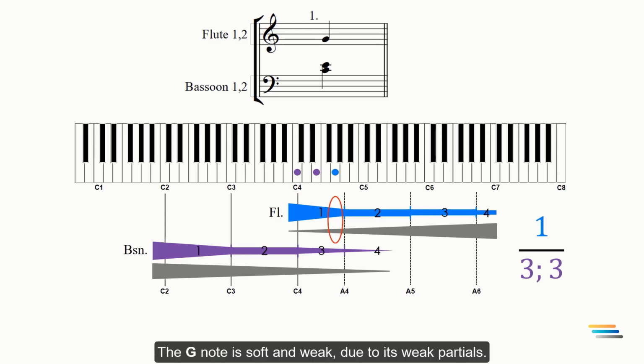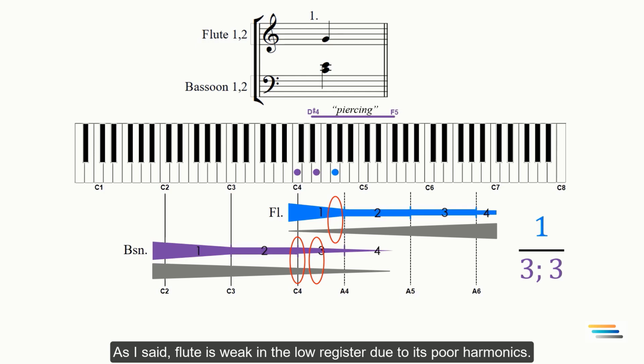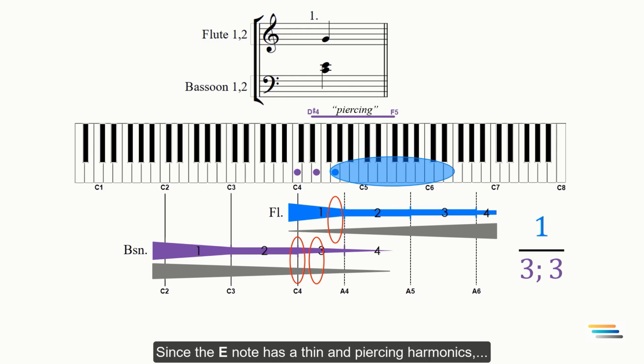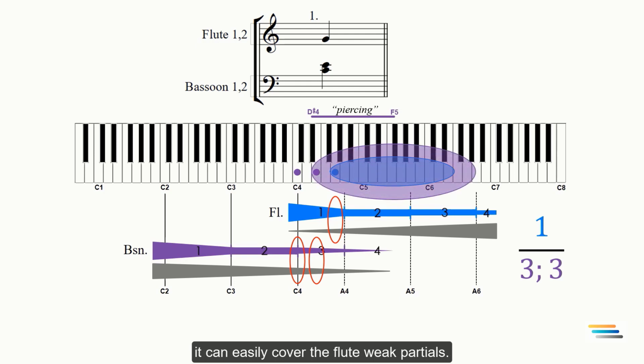The G note is soft and weak due to its weak partials. The C note is also soft and weak. The E note, played by the first bassoon, is also weak. But this note is problematic due to its piercing quality. Bassoon's piercing sound dominates from the D-sharp 4 to F5. As I said, flute is weak in the lower register due to its poor harmonics. Since the E note has thin and piercing harmonics, it can easily cover the flute's weak partials.